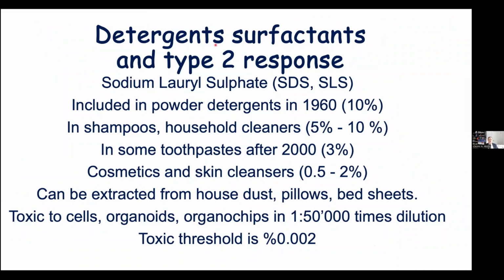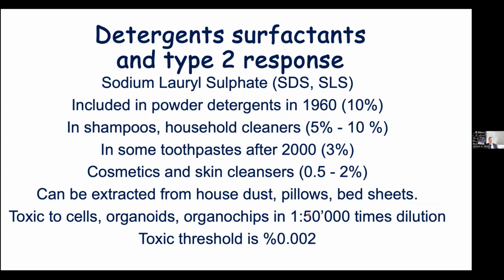The detergents and surfactants are a main part of this epithelial barrier theory, and they are most probably the initiator of the very high increase in the prevalence of the diseases. Sodium lauryl sulfate is the main culprit. It was included in powder detergents in 1960, exactly in 1960, and within 4 years, amylase, lipase, and several proteases were introduced to detergents. It can be found at 5 to 10% in shampoos. The bad thing is that it was introduced to toothpaste after 2000 in the range of 3%, and it can be found in cosmetics and skin cleaners.